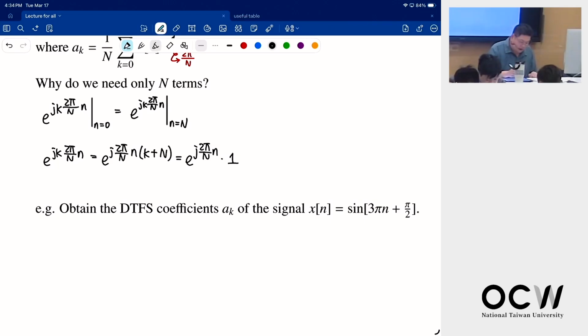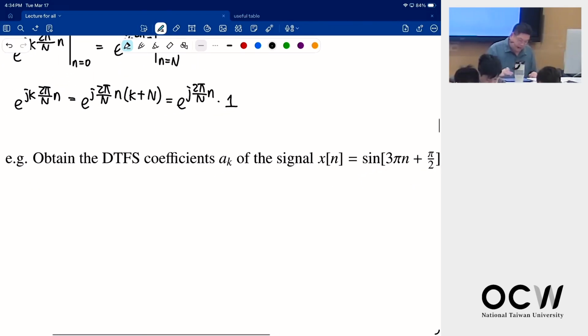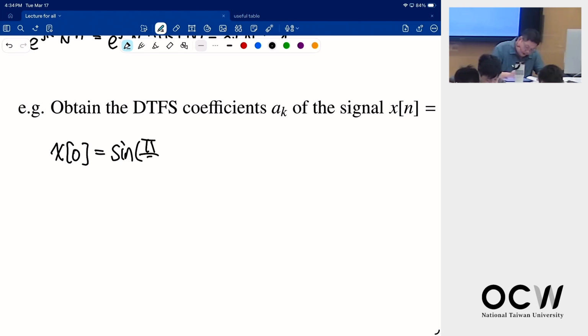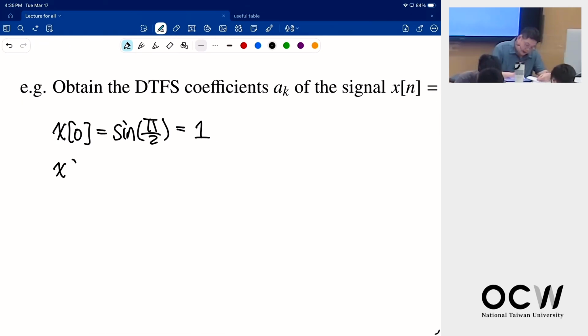So here, let's just observe again. x of 0, that's sine pi over 2. What is sine pi over 2? 1. x of 1, that's sine 3 pi plus pi over 2. How much is it?